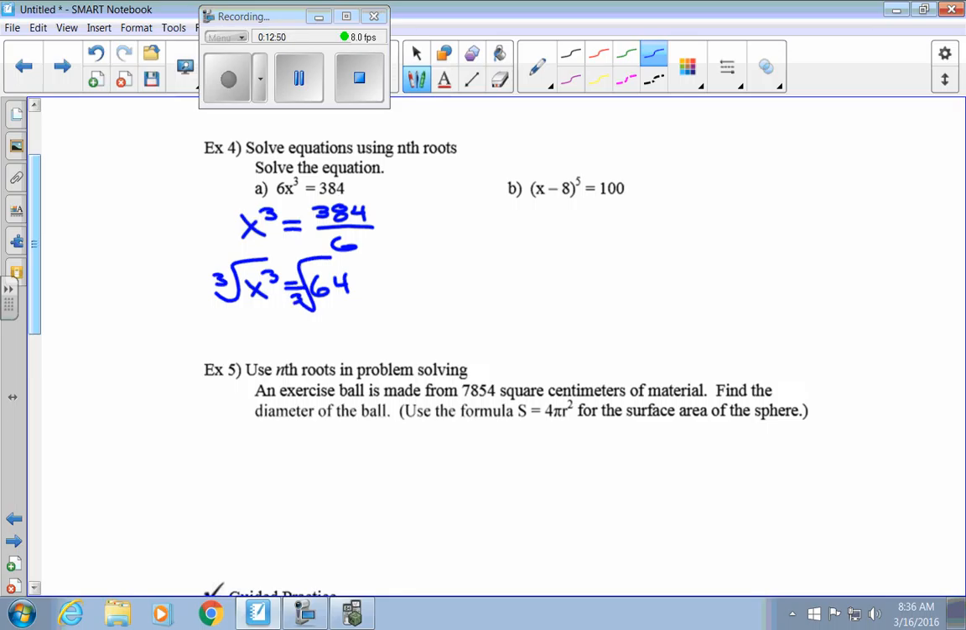Now, remember, when we took the square root, we always had a plus or minus. In this case, we're not going to have a plus or minus because this index number is odd. There's only going to be one solution to this problem, and it's going to be, well, what is the 3rd root of 64? It is 4. And so 4 is the answer to this problem.